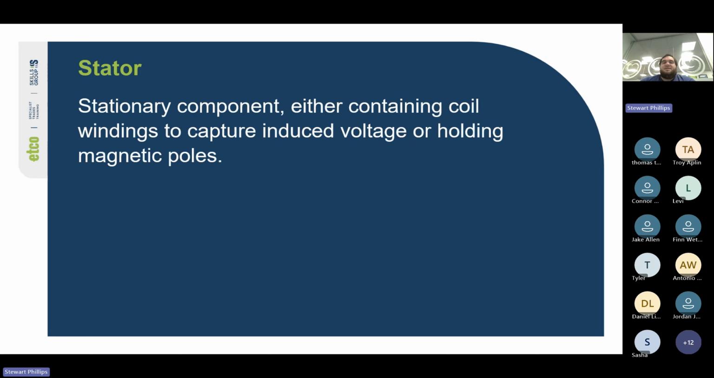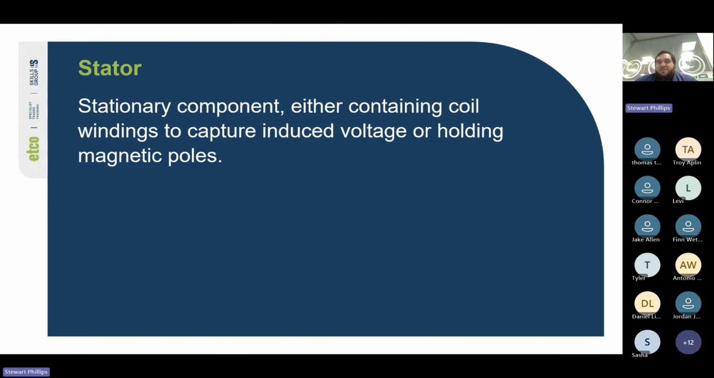And then we have the stator. It's a stationary component, either containing coil windings to capture the induced voltage or holding magnetic poles. So either we're spinning a magnet inside of the windings or we're spinning a winding inside of a magnetic field. Generally speaking, in New Zealand, we use a spinning magnet inside of a stator with coils.